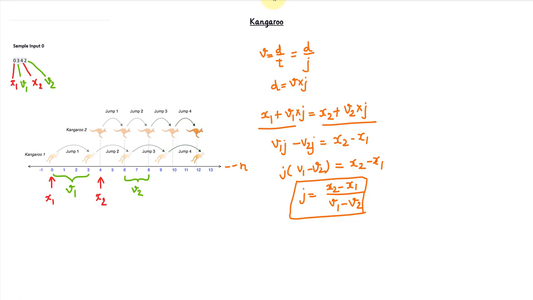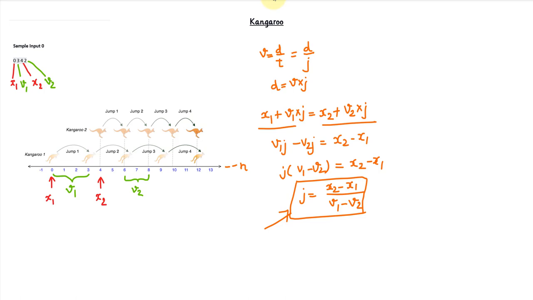As is mentioned clearly in the question, both should reach the same location at the same time. It means the same number of jumps. And we know jump, which is denoted by j, cannot be a floating value. It means jumps will always be an integer, like 1 jump, 2 jumps, 10, 20, 50, but can never be 1.25 jumps, 1.78, like that. So we have to make sure j is an integer value, which means both will reach at the same time. If j is not an integer value, they will never reach at the same time.